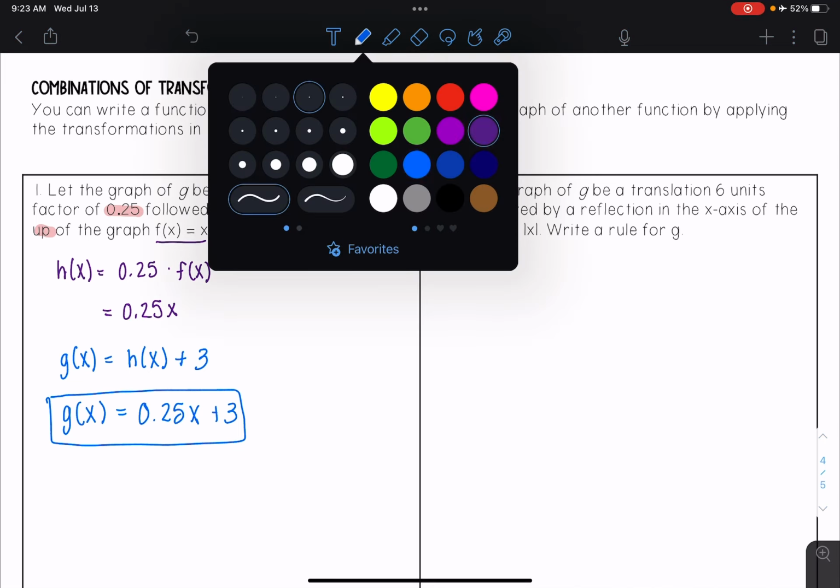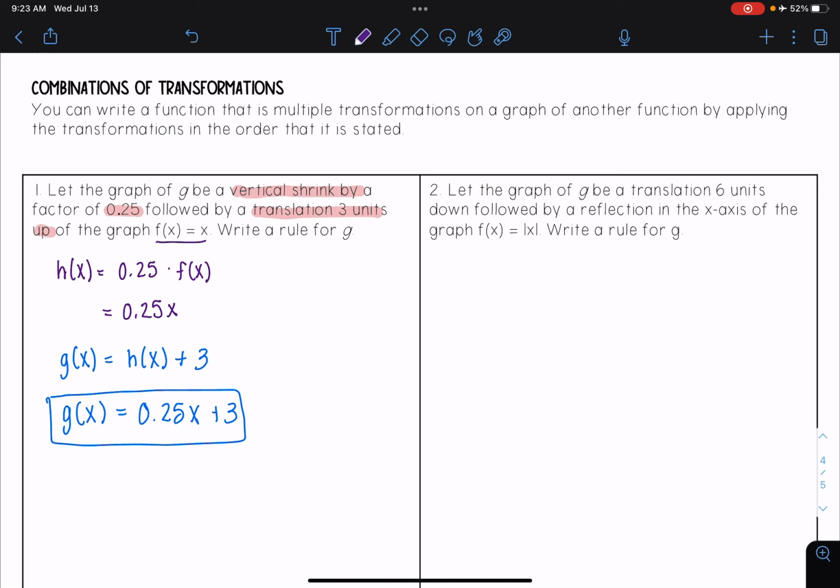Okay, let's look at one more. So number 2 says, let the graph of g be a translation 6 units down, followed by a reflection in the x-axis of the graph f of x is equal to the absolute value of x. Write a rule for g. So here it says that my first transformation is going to be a translation 6 units down. And I'm starting with the function f of x is equal to the absolute value of x.